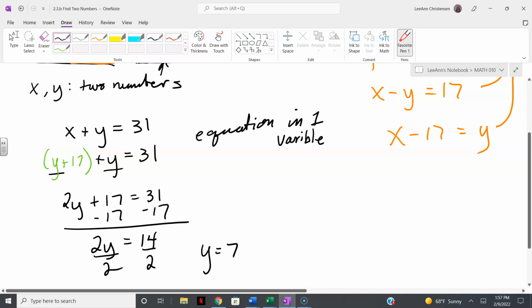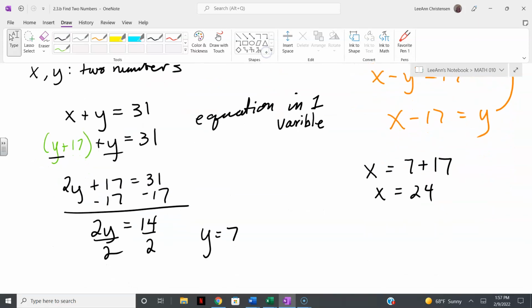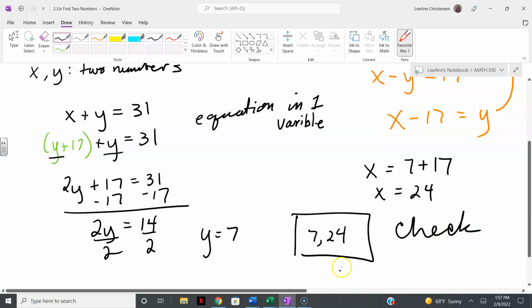Okay. Now go back up here. If y is 7, then what's x? Well, x has to be 7 plus 17 then, or x is 24. Sorry, I'm moving this around on you. So I say the two numbers are 7 and 24. Now one thing you should always do is check. Is that number 17 more than that number? Yep. Do they add up to 31? Yep. So it works, okay? So that's kind of the thinking and how to set things up, and that's one example.